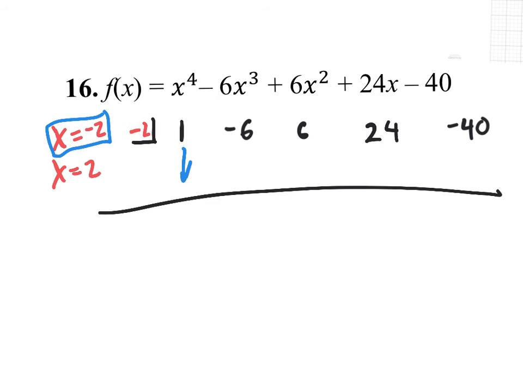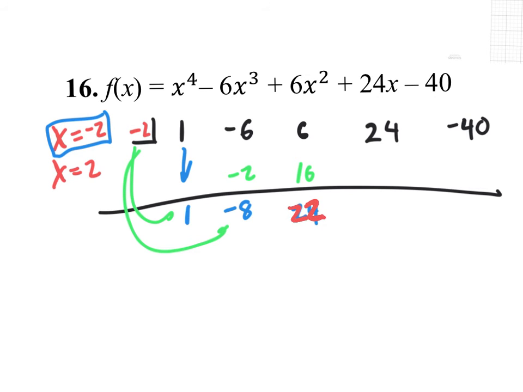As you go down, you combine. 1 plus nothing is 1. As you go up, you multiply. -2 times 1 is -2. As you go down, you combine. -6 and -2 is -8. As you go up, you multiply. -2 times -8 is +16. As you go down, you combine. That's 22. Okay, I apologize, that's 22, not 24. 22 right there.